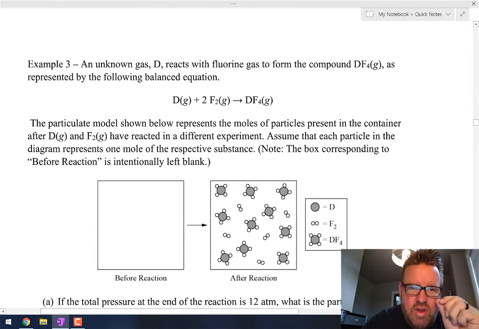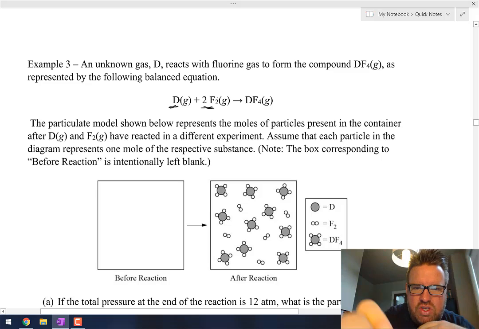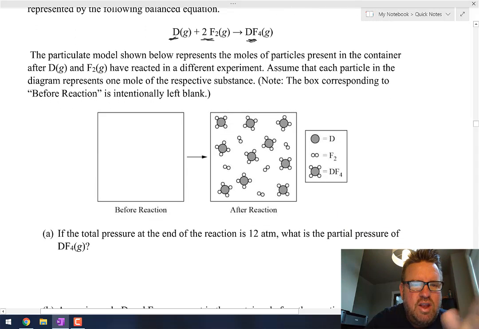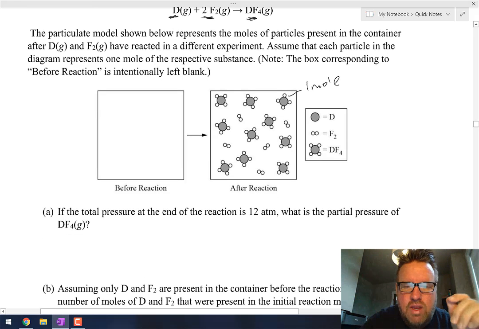Example 3: an unknown gas, D, reacts with fluorine gas to form the compound DF4 as represented by the following balanced equation. So again, we can see that 1 D is going to react with 2 fluorines to make DF4. The particulate model shown below represents the moles of particles present in the container after D and F2 have reacted in a different experiment. Assume that each particle in the diagram represents 1 mole, so that's 1 mole of DF4, etc. Note the box corresponding to before reaction is intentionally left blank. Hey, why is that empty?